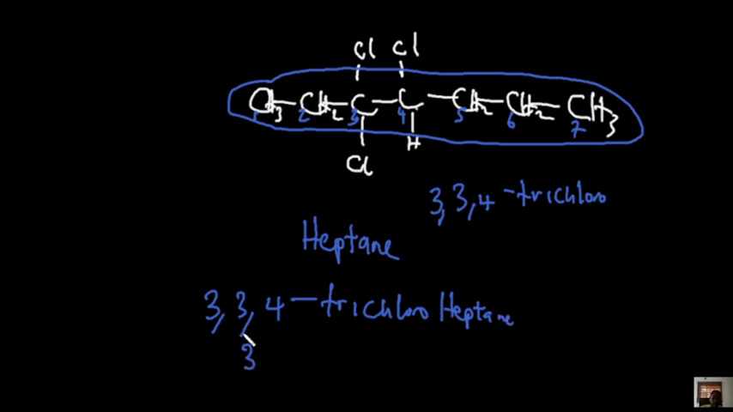Now, between numbers, you put a comma. Always have that in mind, that between numbers, you put a comma, or between a number and a letter, an alphabet, you put a hyphen. So that's trichloro, and then we put the heptane. Note, there is no space between letters. Okay, so that's that. The name of this compound is 3,3,4-trichloroheptane.